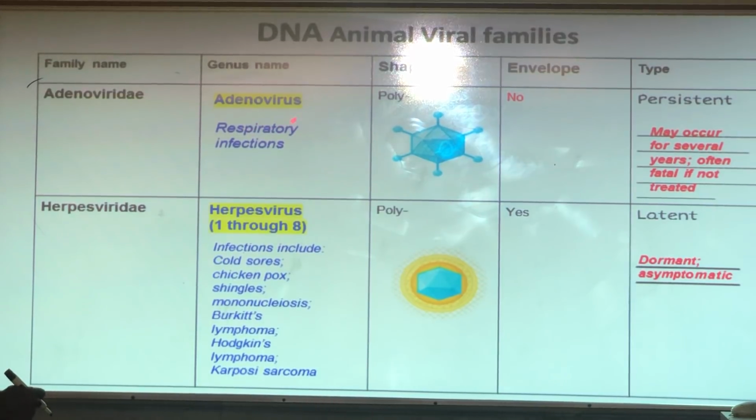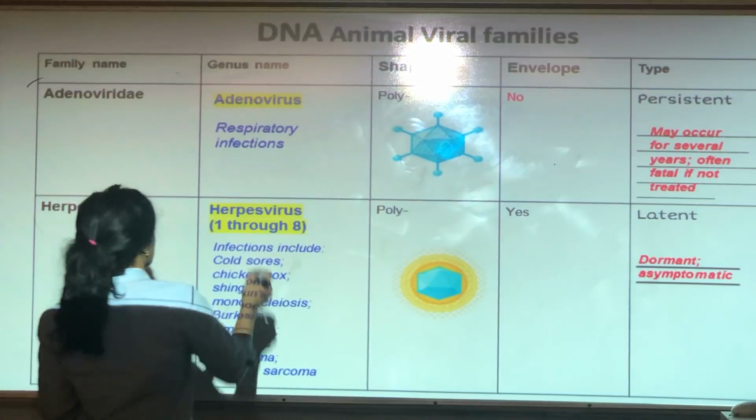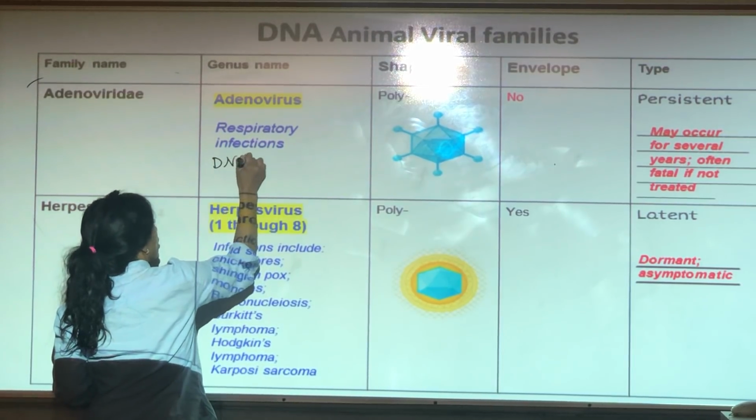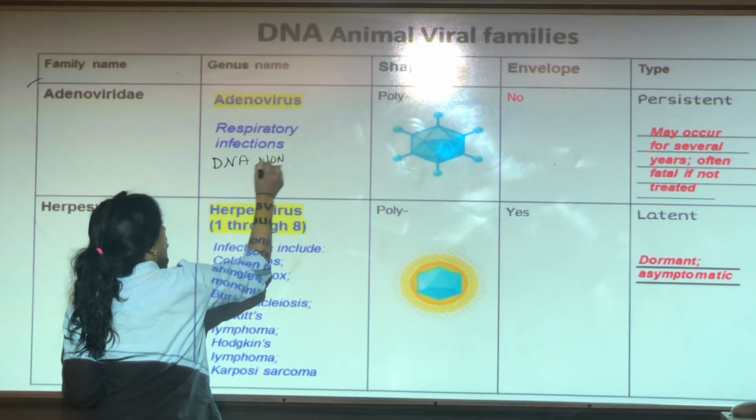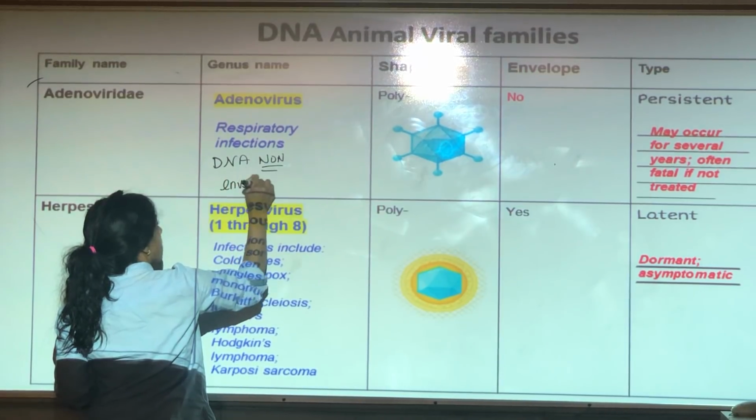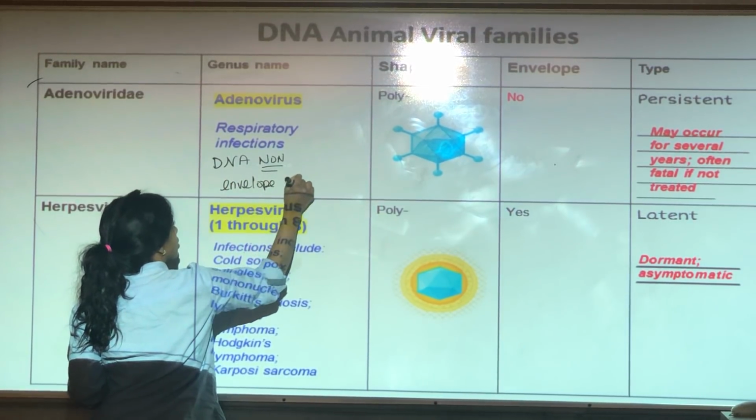All right, so these are viruses. For the adenovirus, we will call this a DNA non-envelope virus. All right, so DNA non-envelope virus.